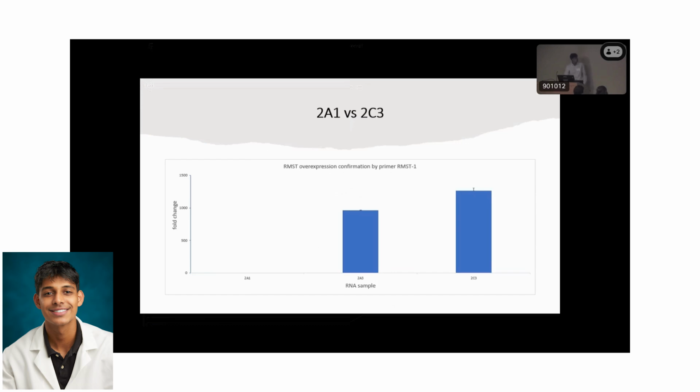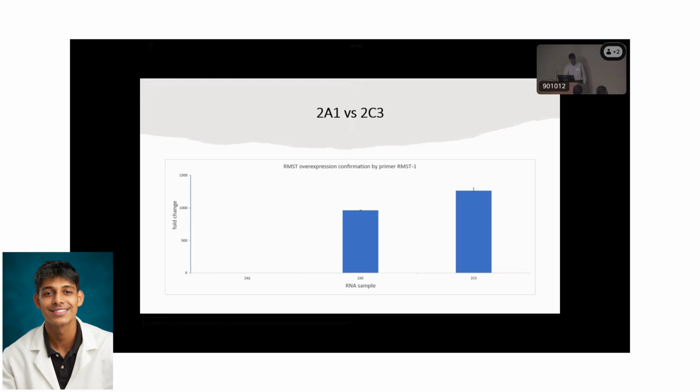So throughout my internship, I studied two types of glioblastoma cells, 2A1, which is on the far left, and 2C3, which is on the far right. And to determine the level of RMST expression within these cells, we did a qPCR, which is short for quantitative polymerase chain reaction. It's a lab technique that allows us to measure the quantity of DNA in a sample. Fluorescent markers are used to detect DNA amplification as it happens in order to determine the amount of target DNA.